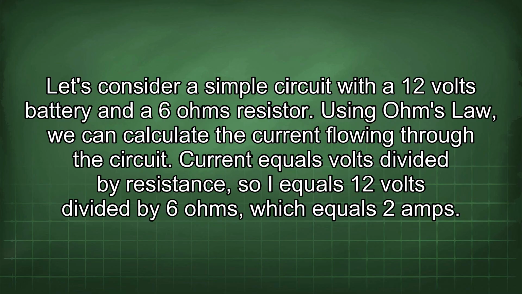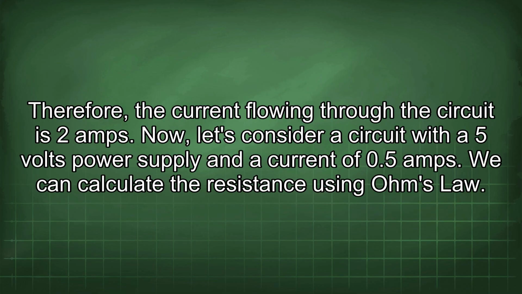Let's consider a simple circuit with a 12 volt battery and a 6 ohm resistor. Using Ohm's law, we can calculate the current flowing through the circuit. Current equals volts divided by resistance, so I = 12 volts / 6 ohms, which equals 2 amps. Therefore, the current flowing through the circuit is 2 amps.